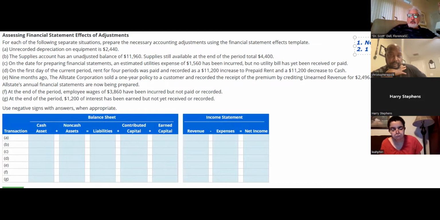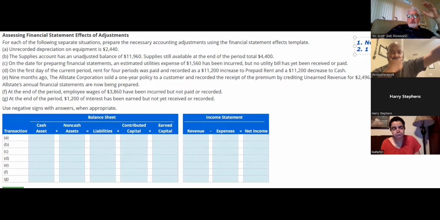If it's cash, it's not an adjustment, it's a transaction. If you pay a bill, one asset up, one asset down, that's not an adjusting entry, that's a transaction. Or if you exchange inventory for equipment: here's some inventory, my inventory goes down, I got the equipment, my equipment goes up. That's not an adjustment, that's a transaction.